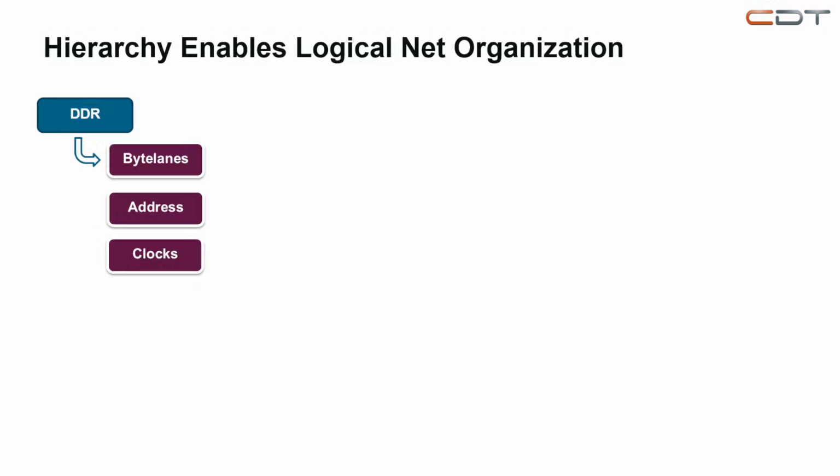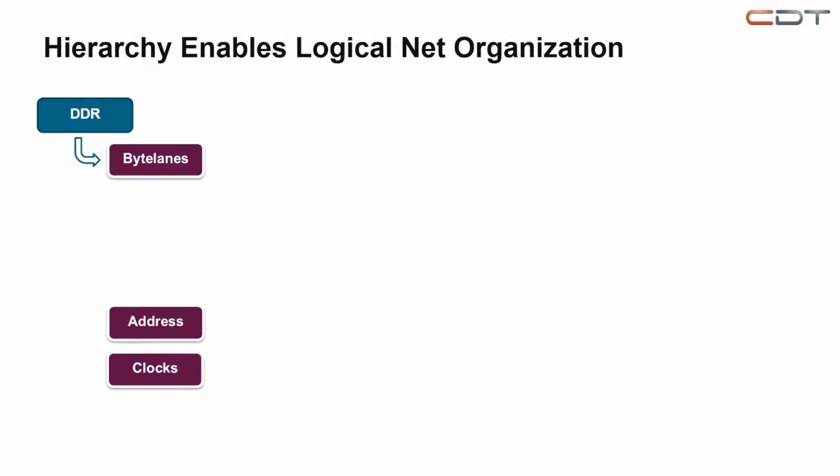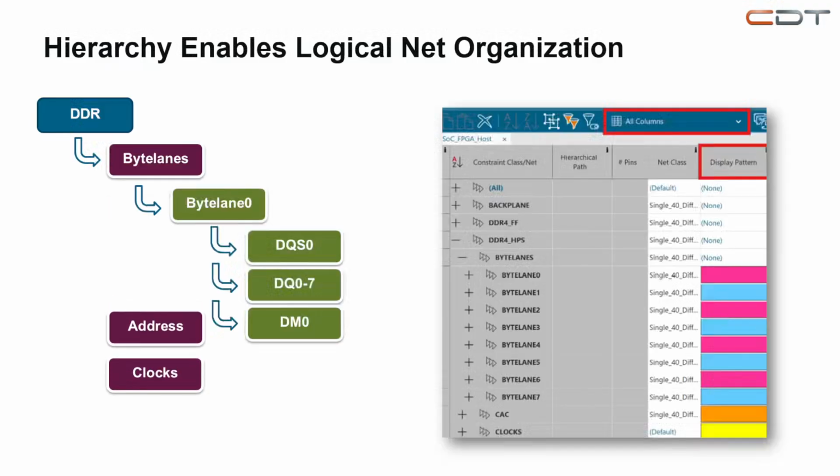In this case, you could make a top-level constraint class and call it DDR, and then beneath you would have groups for your byte lanes, your address signals, and your clocks. Inside that, you could further break it down so that under all of those byte lanes, you've got byte lanes 0 through 7. And then, of course, you put in the right signals in the right groups.